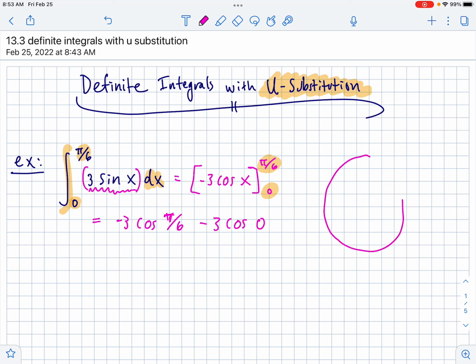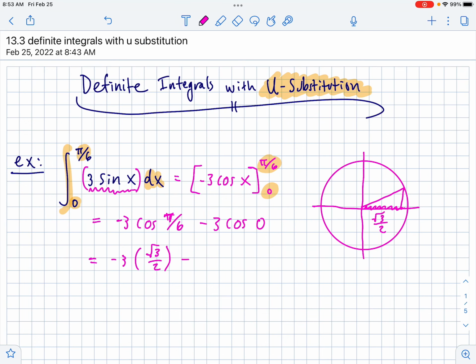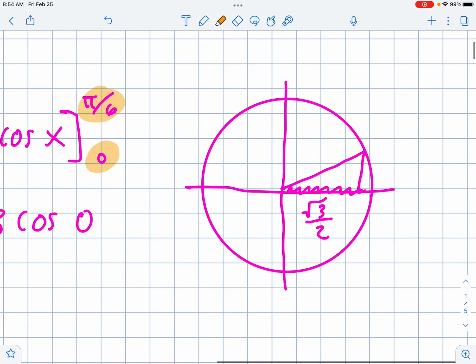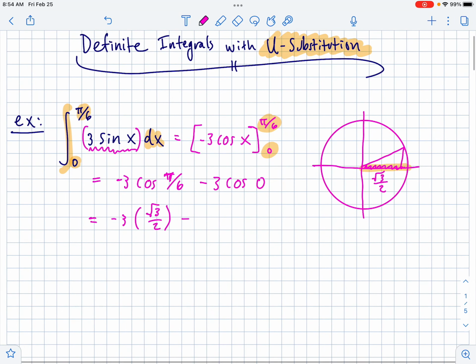Now, if you're rusty with the trig, I always just draw a unit circle off to the side, and then I fit in whatever triangles I'm looking at. So if we're looking at pi over 6, that's a 30, 60, 90 triangle, and the cosine value would be root 3 over 2. So this is negative 3 times root 3 over 2. And then the cosine of 0 is a very skinny triangle, and the cosine is the base of that, so that's a positive 1. So this is negative 3 times 1.